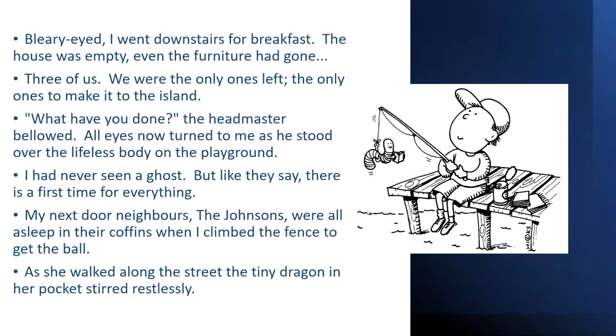And then finally, here's another example to think about. "As she walked along the street, the tiny dragon in her pocket stirred restlessly." So again, we've got that idea of a character doing something seemingly normal, walking along a street, yet something seeming very abnormal is happening at the same time.